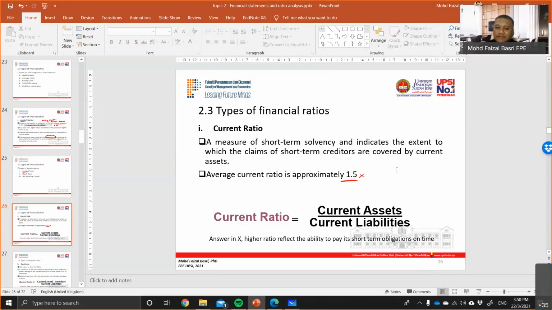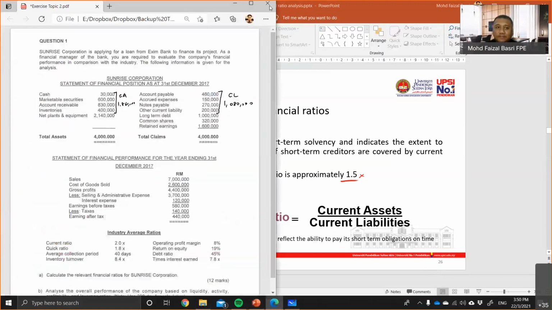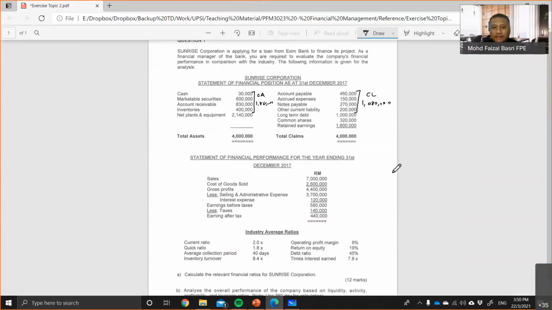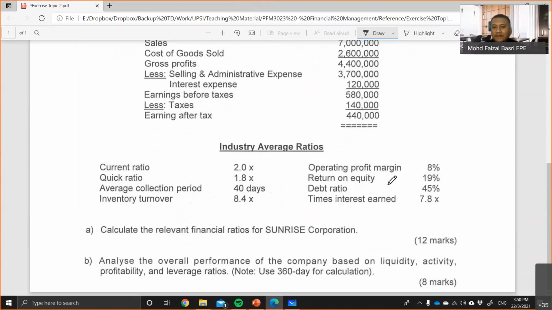So for this question just now, as I indicated earlier, this question gives us this industry average ratio. So this would be our benchmark. This would be our benchmark. So this is not the answer. These are the benchmark.